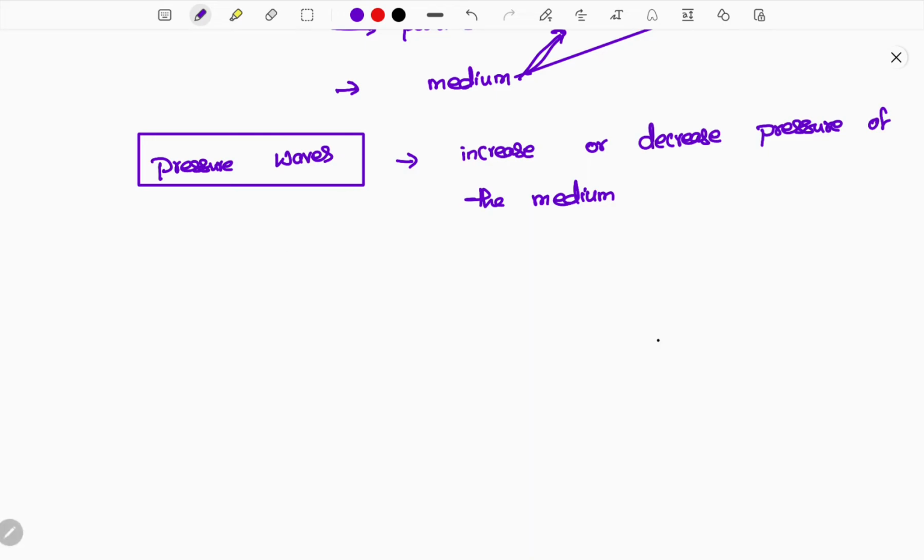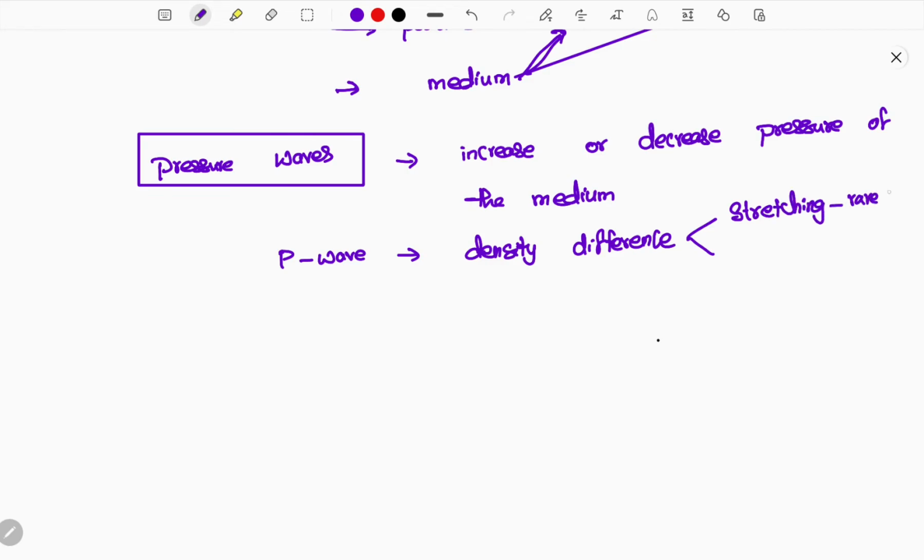Also, P waves can create a change in density. So P waves can also create density differences. Now, stretching: when does it stretch? It is during rarefaction that P waves create a stretching experience. In the same way, P waves create a squeezing experience during compression. You can see the similar thing here in the image.